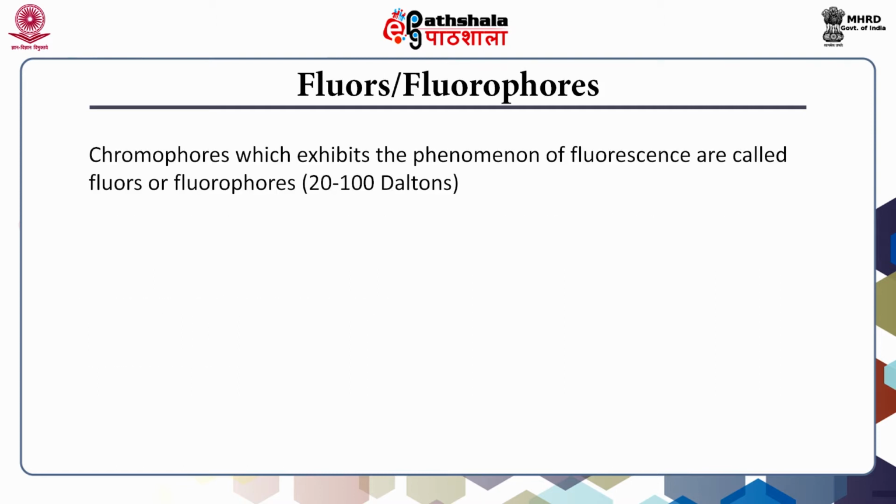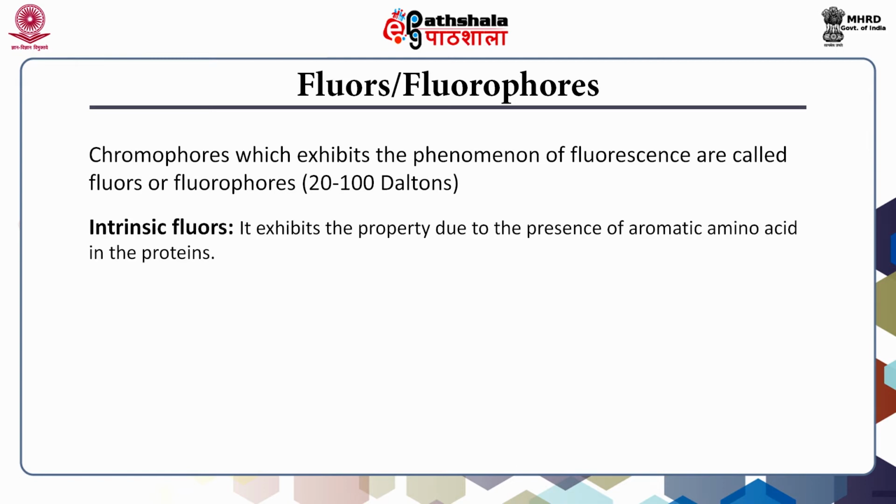Chromophores which exhibit the phenomenon of fluorescence are called fluors or fluorophores. Fluorophores are organic molecules of 20 to 100 Daltons. As already discussed, some fluorescent molecules absorb the electromagnetic radiation in the visible region and emit the radiation at a higher wavelength in the visible region. But most commonly, a fluorescent molecule absorbs the electromagnetic radiation in the UV range and emits in the visible range.